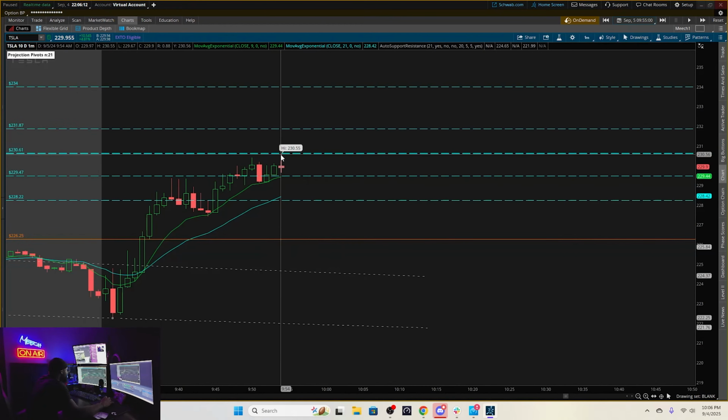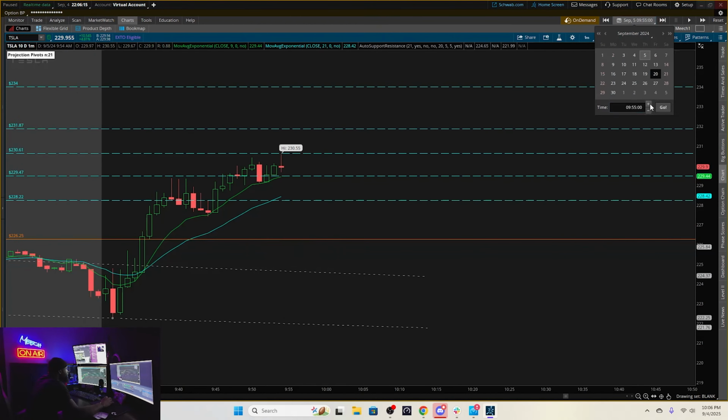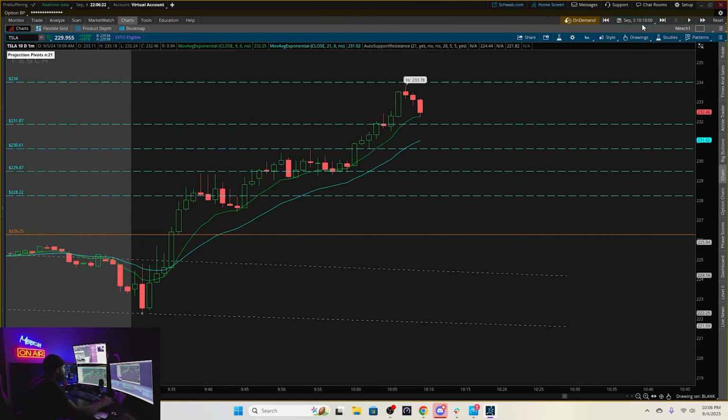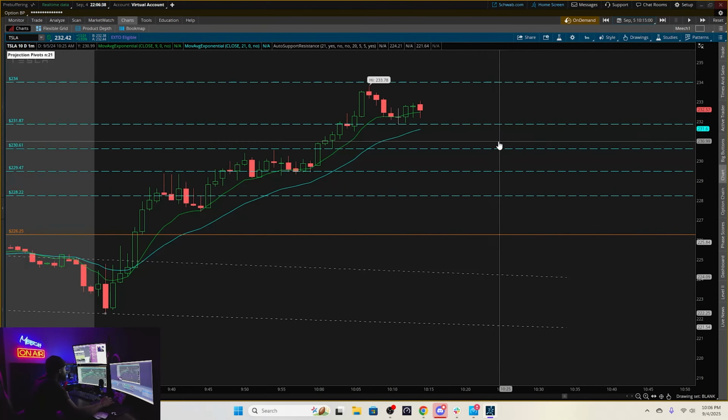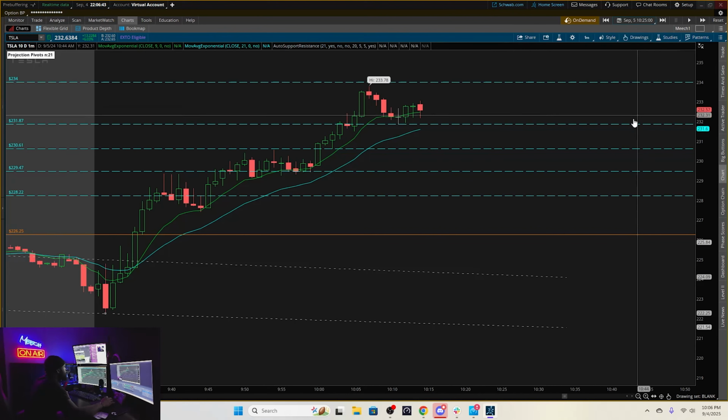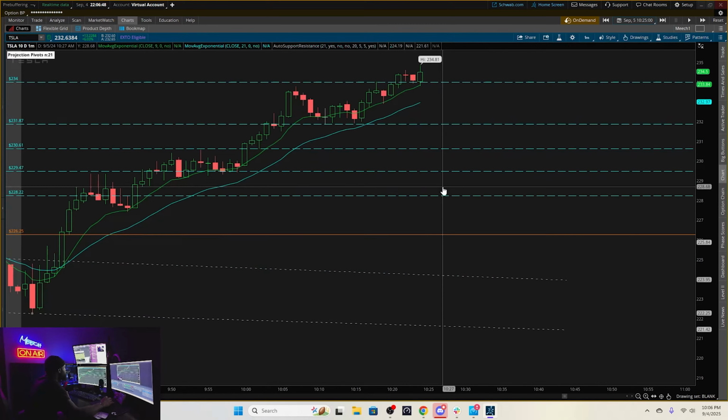Still holding, and then reject the next target level. Let me go to 10:10. Boom. What day of the week is this? It's the Thursday. So from 225 to 233. Let's see if we get to that level at 234. There we go.